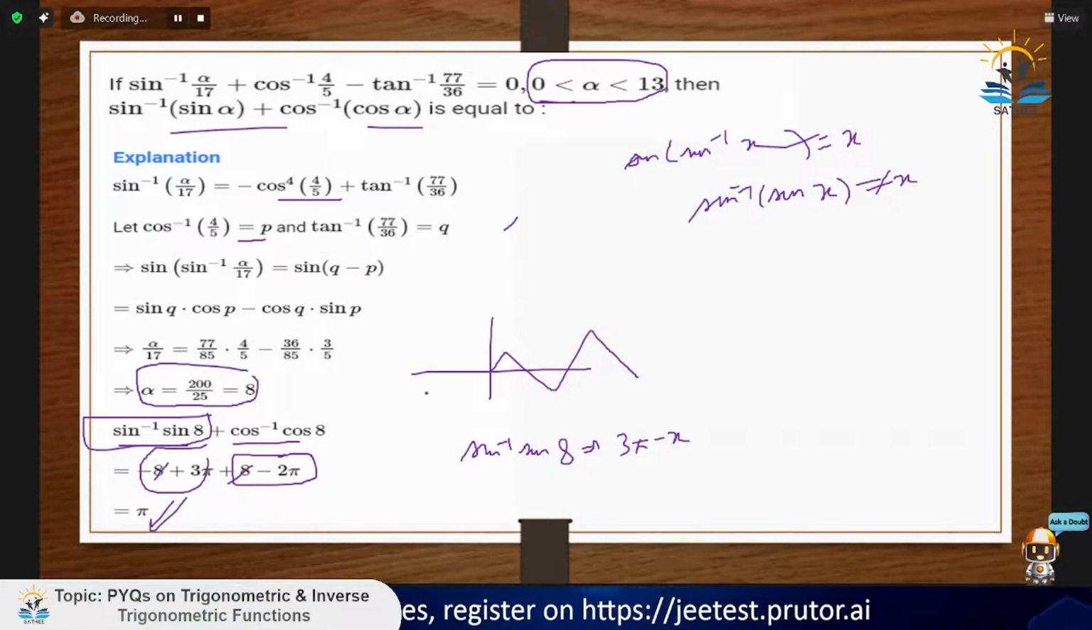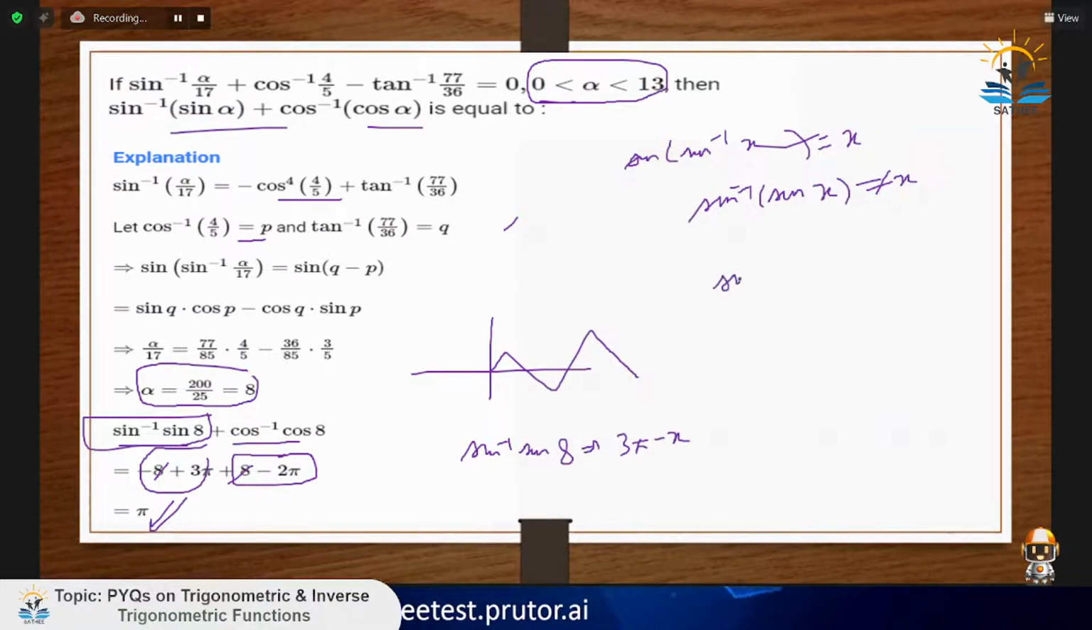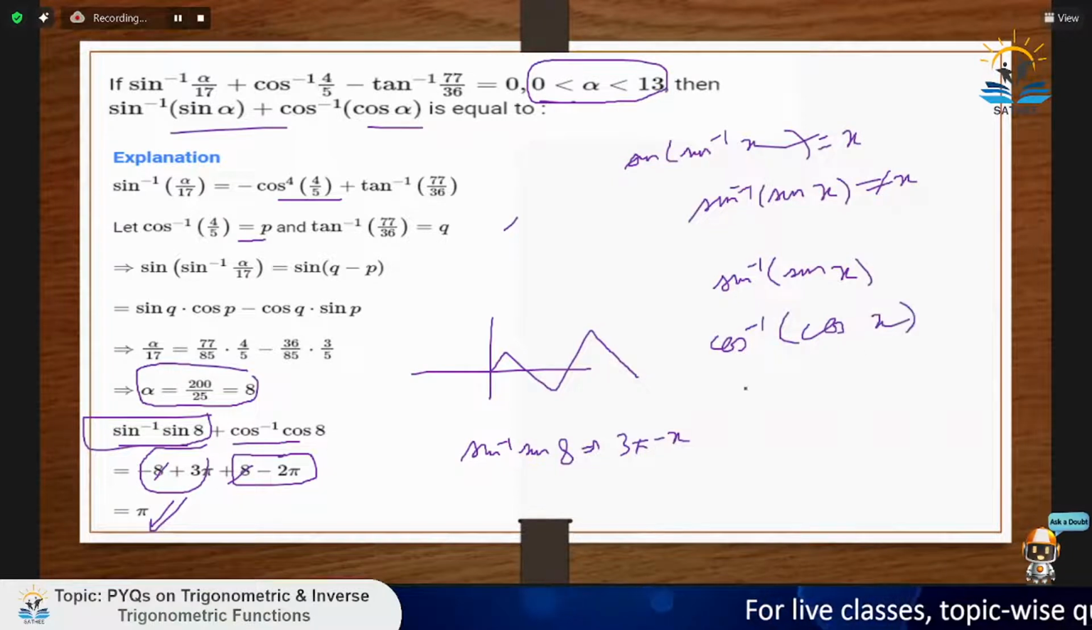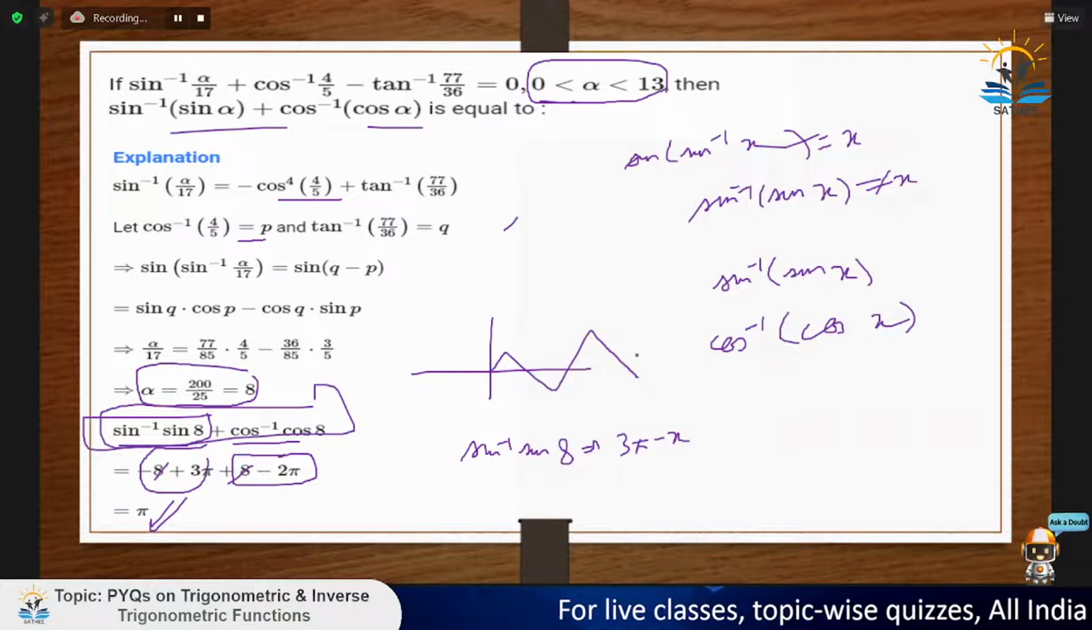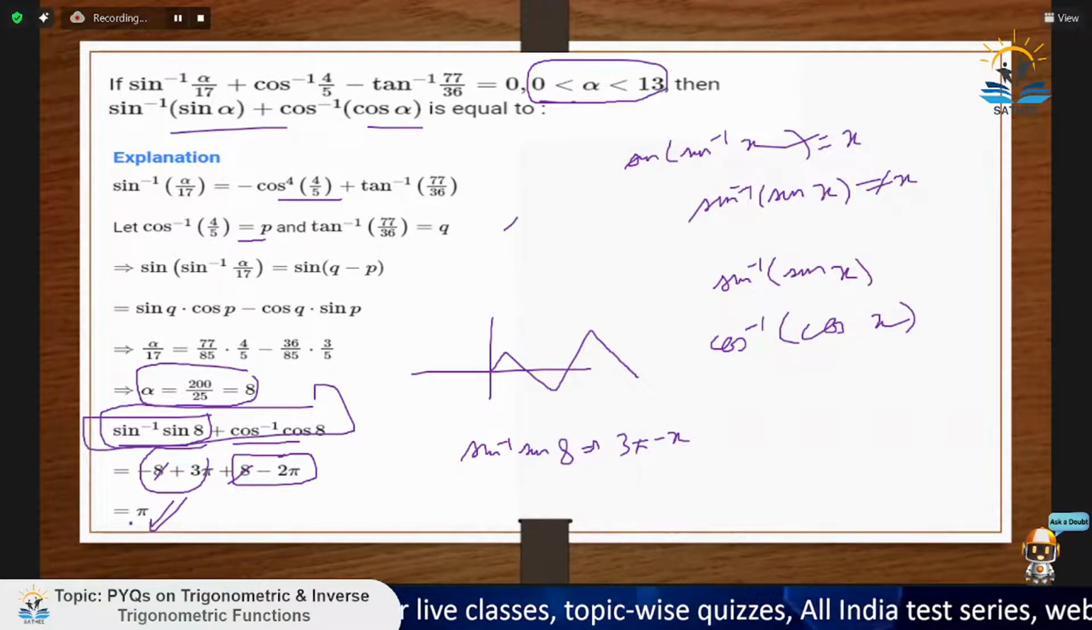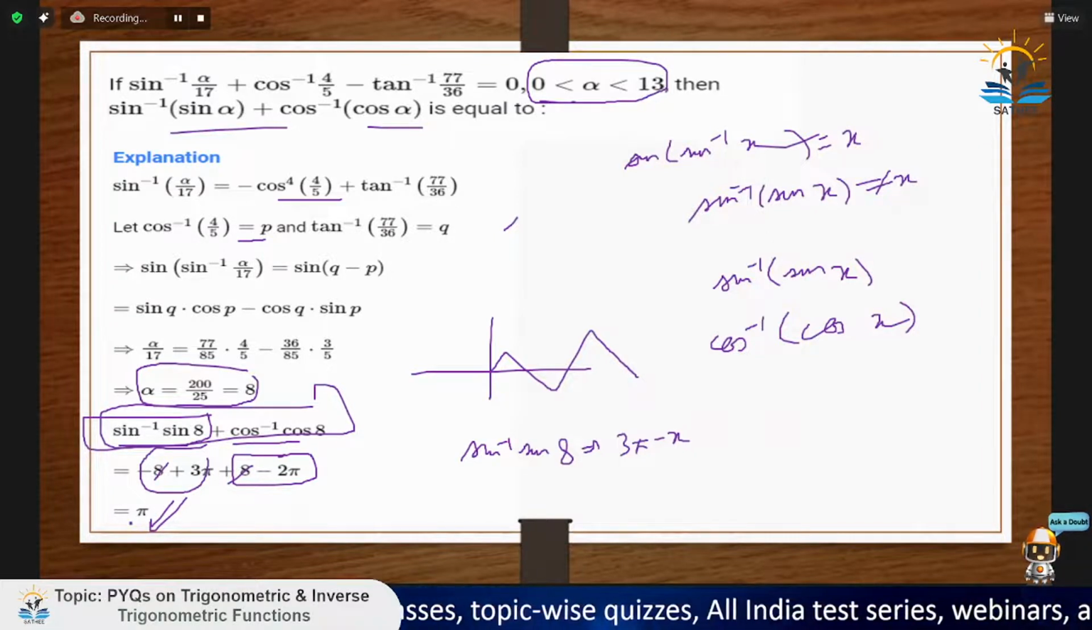So you just need to draw the graphs for sin inverse sin x and cos inverse cos x, and you need to remember these two graphs. These two graphs are very important for solving inverse trigonometric questions. So please remember these two graphs. If you don't know these two graphs, then you can't solve this equation. So draw these graphs, and from those graphs you can get the value at x equal to 8, and from there you can get the final answer as pi. Okay.